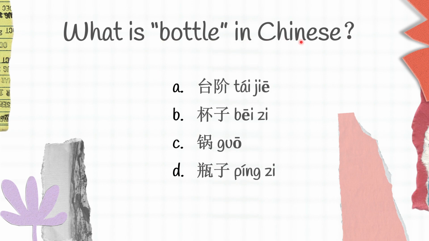What is bottle in Chinese? We have A, 台阶, B, 杯子, C, 锅, D, 瓶子. So let's think and guess. Taijie is stairs or flight of steps. 杯子 is mug. 锅 is pot. 瓶子 is bottle. So the right answer for this question is obviously D. 瓶子.